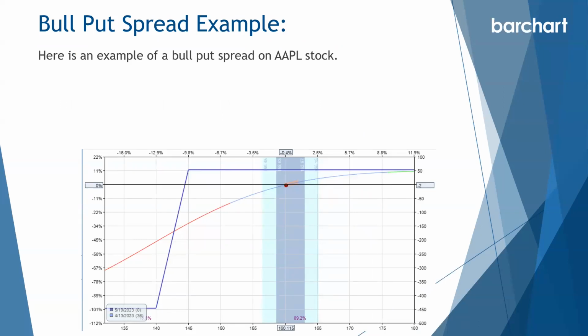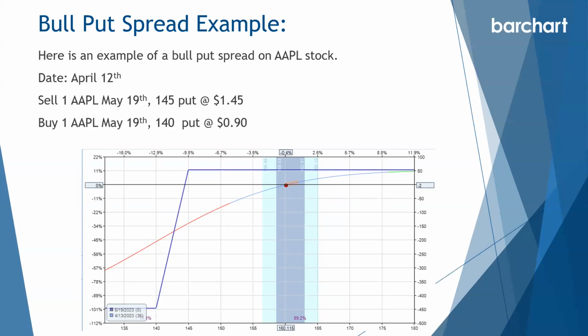Here is an example of a bull put spread on Apple stock. So the date was April the 12th. Trade was selling one Apple May 19th 145 put at $1.45 and buying one Apple May 19th 140 put for 90 cents. The net premium received is 55 cents or $55, and the maximum risk is $445. So that's about an 11% return potential on this trade.